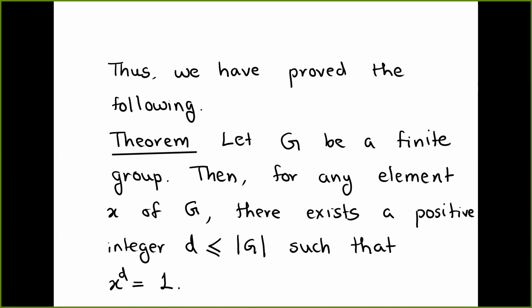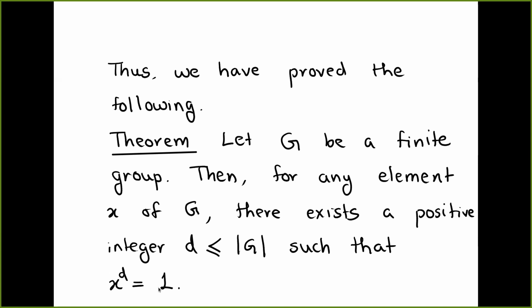All we are saying is that whatever is the cardinality of G, there is an integer which is less than or equal to that, such that x to the power that integer is equal to identity. This number d will depend on the element x, right? I'm not saying that there is some d such that for any element of G, if I take this power, then this will be equal to 1. Well, that is also true, but we'll come back to that later.